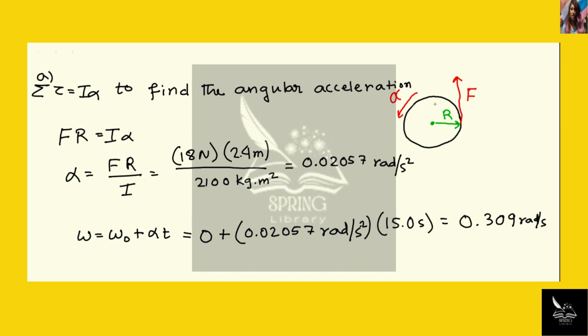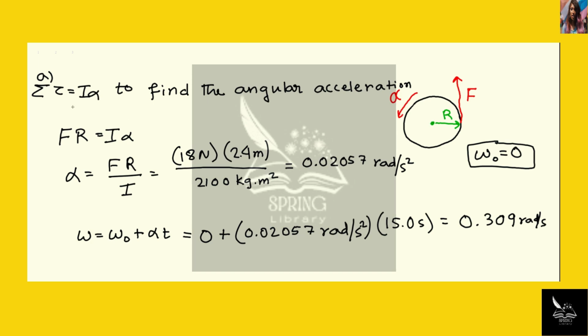Now we know that initially the merry-go-round is at rest, so omega, and if we call it omega naught, that's going to be 0. So this is the initial angular velocity, which is 0. And we have to calculate the final angular velocity from this problem.